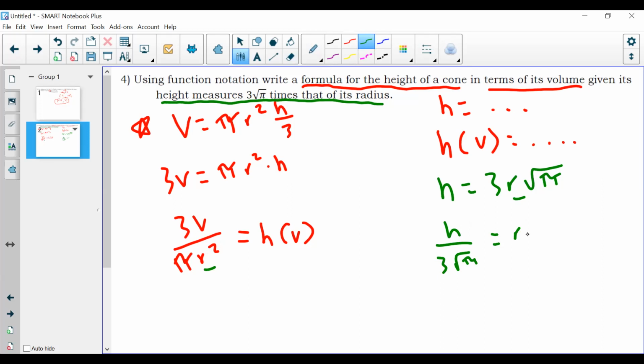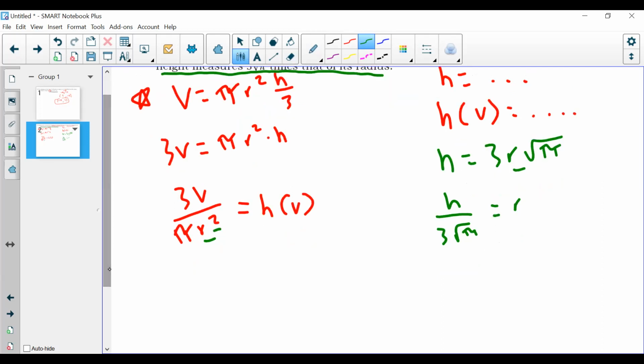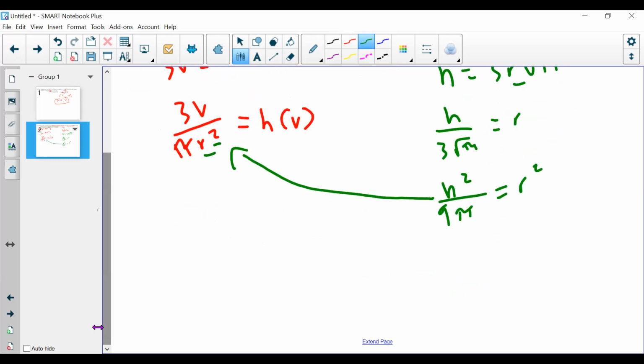All right, so I know what r equals now. r equals height divided by 3 root pi. But what I want to plug in is r squared. So I'm going to square this r to get h squared all over 9 pi, and that equals r squared. So I know what r squared is, so now I can plug that into the formula and finally get rid of r and have my final answer.